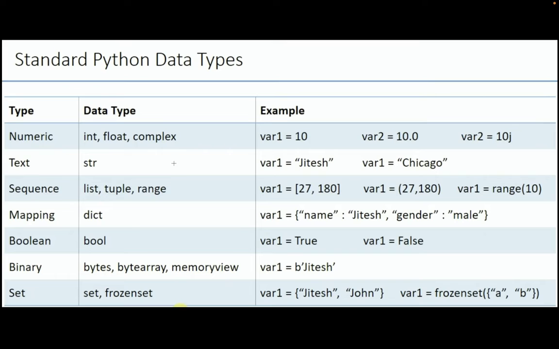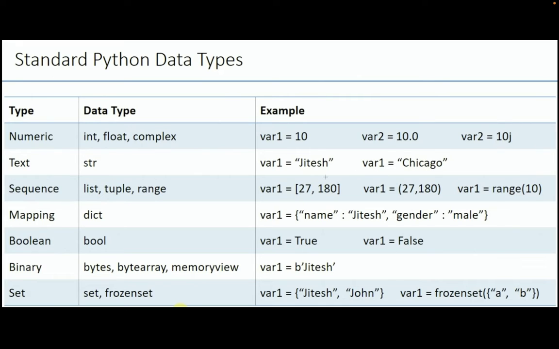The next data type is str, or string data type. This can be any textual data such as the name of a person, the name of a city, in this case we have Chicago, a sentence, and so on.